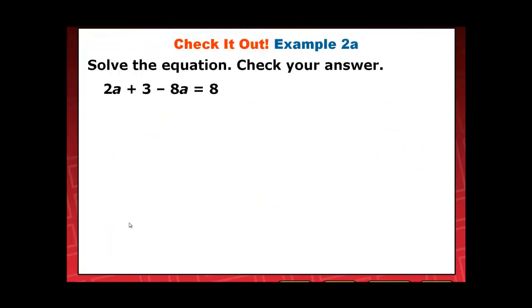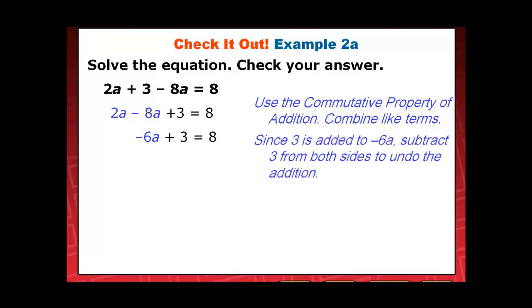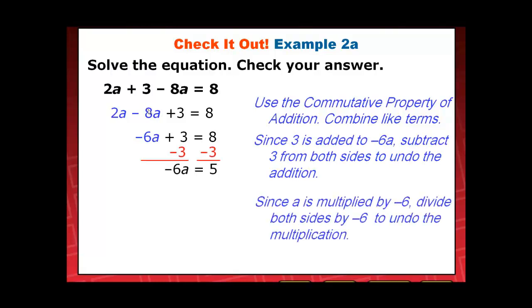Let's go next. We have here 2a plus 3, negative 8a equals 8. So what we said? First, we will start with the like terms, 2a and negative 8a. This will equal negative 6a. And 3 here is adding. We will put it in the other side. We want to remove it from here, so we will subtract 3 from both sides.